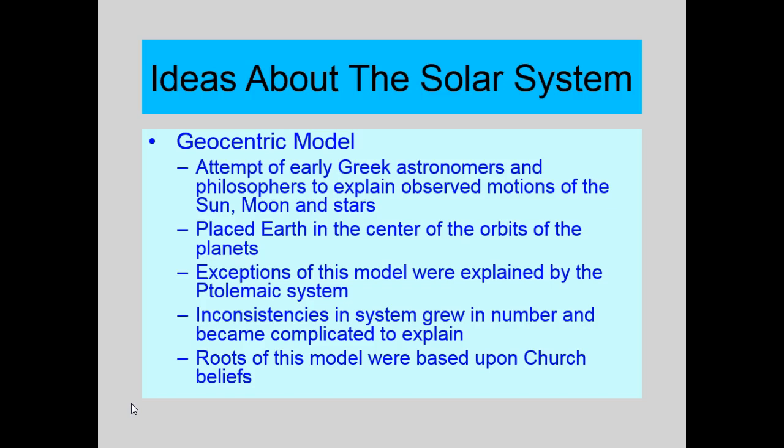Okay? So what a guy did, a guy named Ptolemy, and he was an ancient Egyptian, I believe it was, astronomer. He took that basic geocentric model and started trying to play with some ways to explain those weird ways the planets were moving. And they worked for a while on the short run, but after a while they fell apart. Inconsistencies in the system grew in number, became complicated to explain. They tried, Lord knows they tried, but they never could quite get it right.